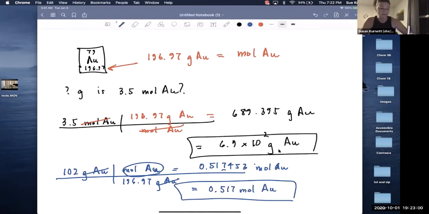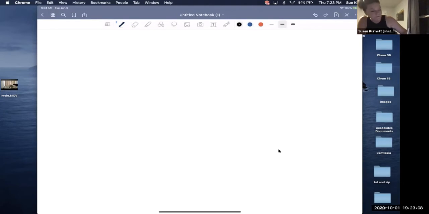So here's our roadmap. I can go from pieces to moles to mass, using Avogadro's number for the first step and then the molar mass for the second. Or I can go backwards using those same ideas. It's just whether I'm multiplying or dividing.